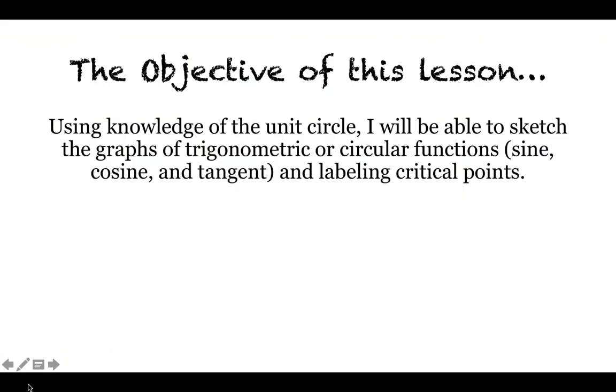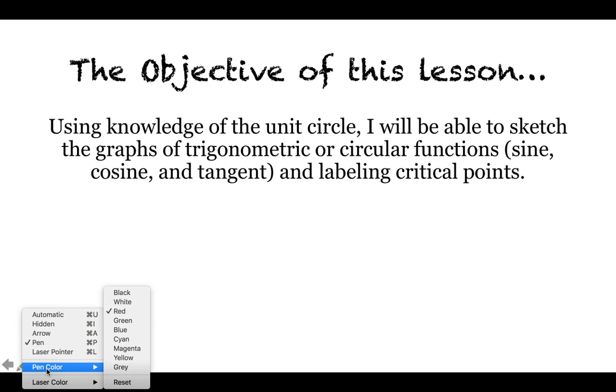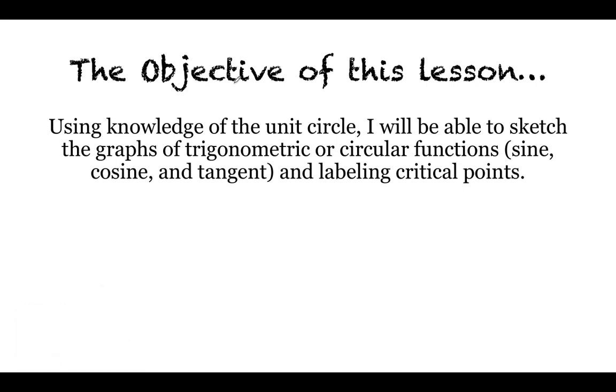So the objective of this lesson is we're actually going to be unwrapping the unit circle. We've been sticking with the circle. We're going to use our knowledge of the unit circle and the coordinate points in order to sketch the graphs of trigonometric and circular functions: sine, cosine, and tangent. Our main focus is going to be sine and cosine. We're not going to do too much with tangent. And then labeling some critical points and looking at what those shapes look like.